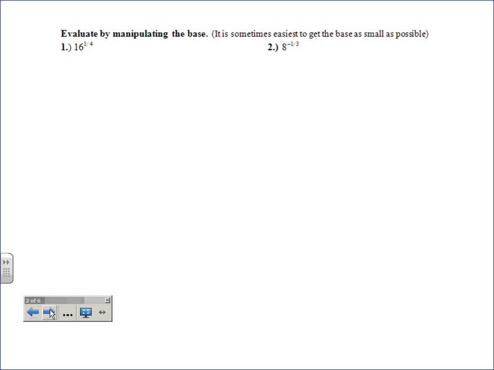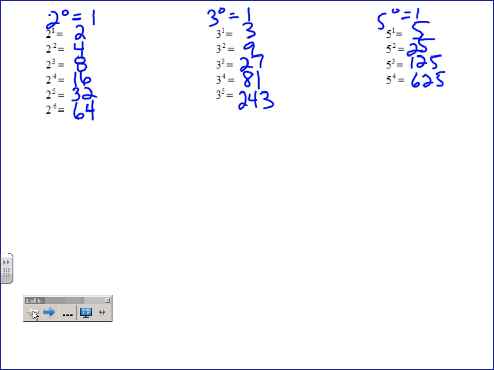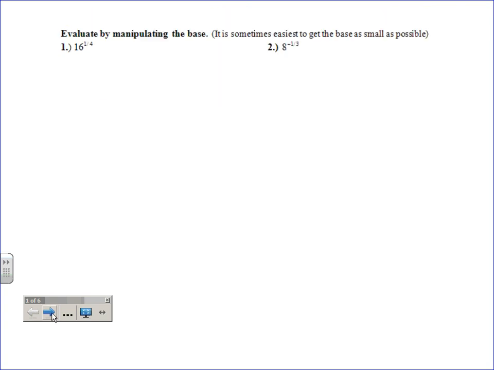This one, there's lots of ways to do it, but what I want you to do, and evaluate means get a value, is, as it says here, manipulate the base. Well, what's the base here? The 16 or the 1/4 that's up in the exponent? 16 is the base. Is 16 on here anywhere? Yeah, right there, right? 2 to the 4th. So am I allowed to replace the 16 with 2 to the 4th? If it's equivalent, can you replace it? Sure. But realize all I replaced was the 16, right? Is the 1/4 power still technically there?